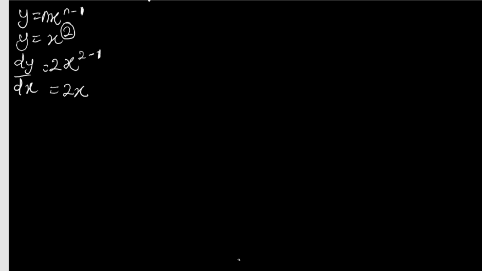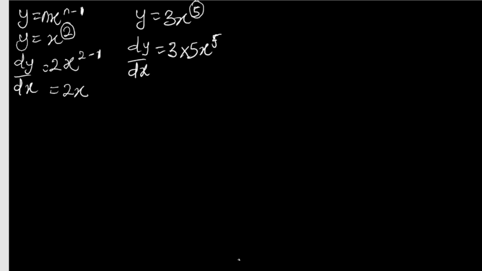Okay, let's assume we have something like y equal to 3x raised to the power of 5. Now, looking at this, differentiating y with respect to x gives us 3 multiplied by, now look at that 5 up there. It is our n, so it has to come down. Then x raised to the power 5 minus 1. That is, we have an answer of 15x raised to the power of 4.